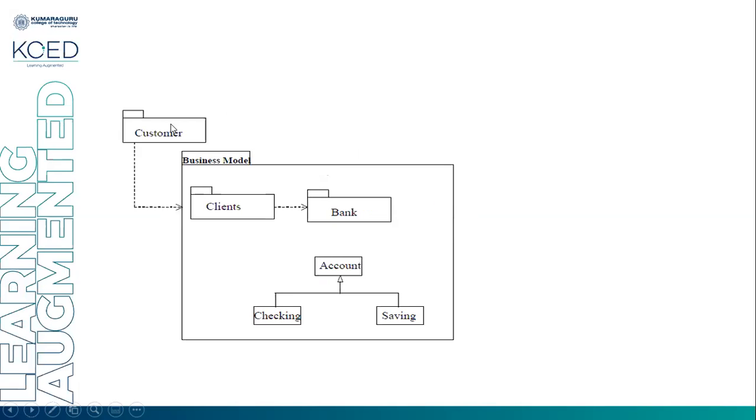Next, for example, the dependency relationship between two packages. Customer is a package whose content is not shown, so the package name customer is shown within the large rectangle. Here, the content of the package business model, which is another package, is shown. That's why the name is in the tab space. This business model contains two sub-packages, client and bank, as well as a superclass and subclass relationship. It contains account, and account has two subclasses, checking account and saving account.